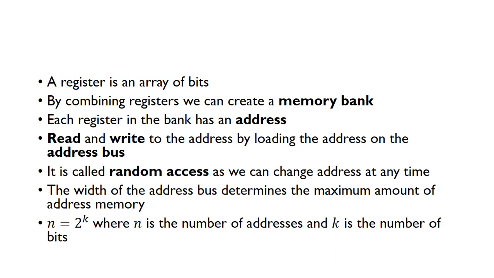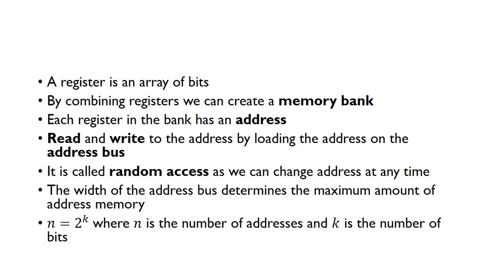With RAM, random access memory, it's called random access because we can choose to change the address at any time. We don't have to read from or write to addresses in order, so we don't have to read 0, 1, 2, 3, 4. We can read 28, then address 0, then address 2 million. So we can pick a random address at any time in order to read data from it.